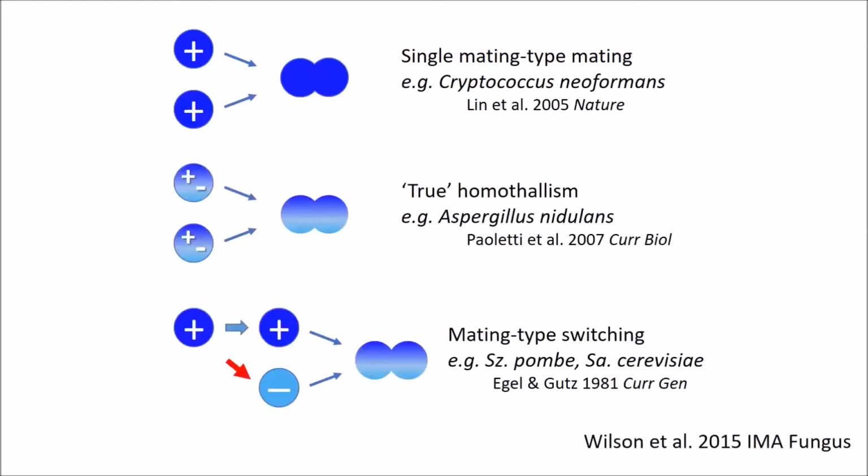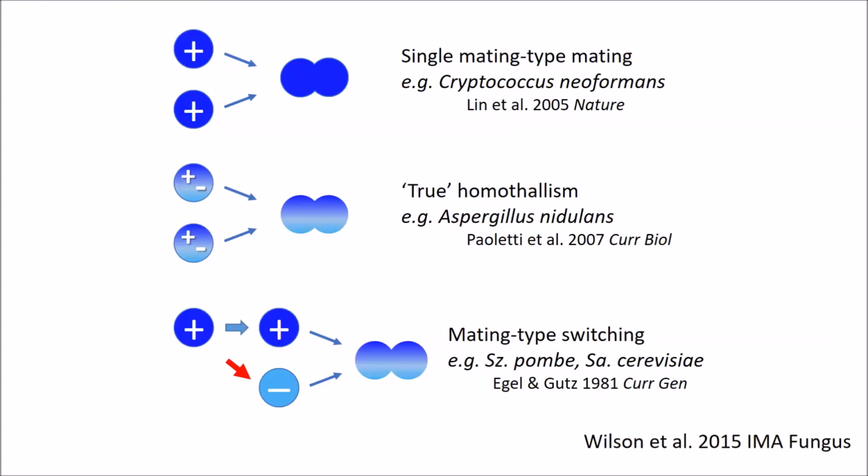So there are different ways in which homothallism can occur. I've talked already about the bottom one, mating type switching, but there are two other common mechanisms by which homothallism can evolve. And one is when there's single mating type mating. So cells that are of the same mating type are able to fuse with each other, even though there are also minus strains around which they might have a higher efficiency of mating with.